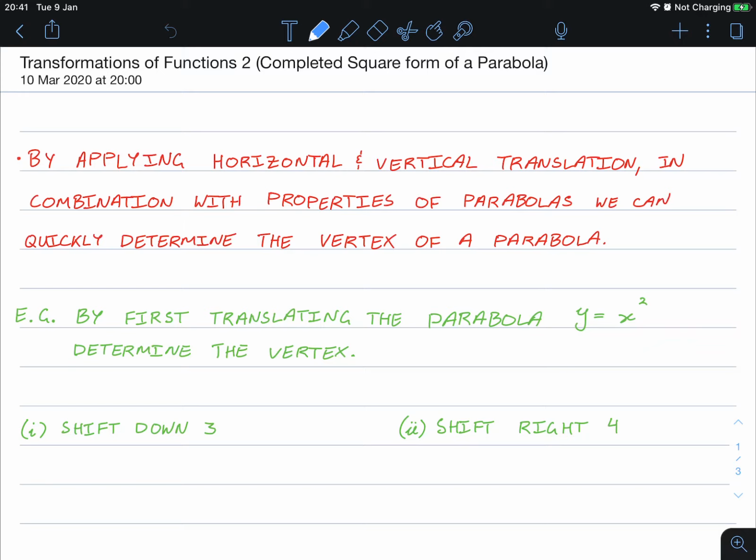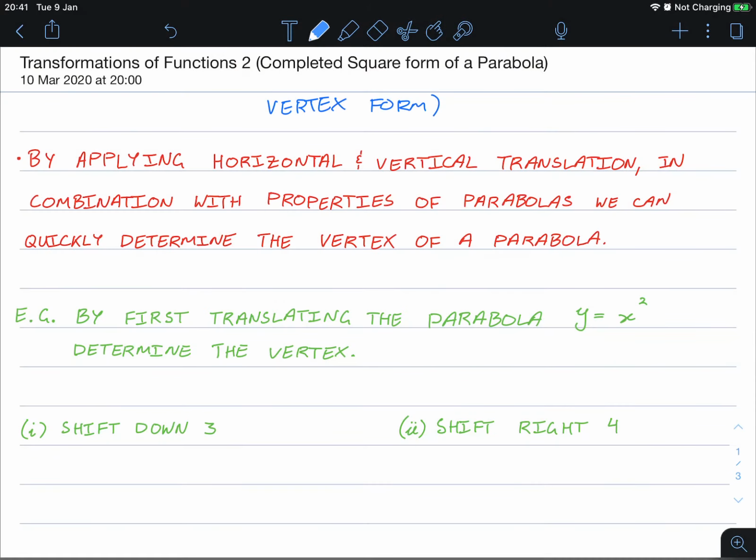Hello class, this is a video tutorial on the transformations of functions part 2. In this video we'll be looking at the completed square form of a parabola. This is also known as the vertex form. Vertex form of a parabola.